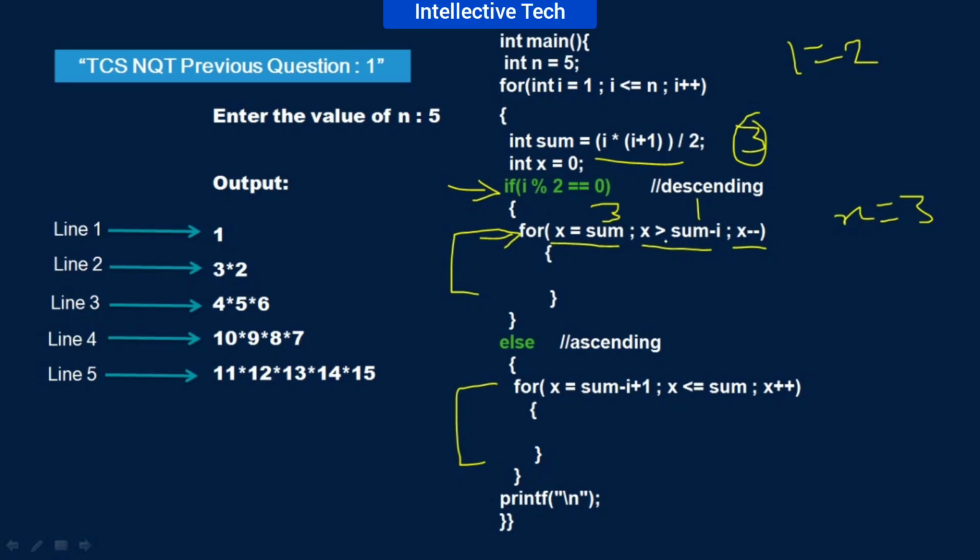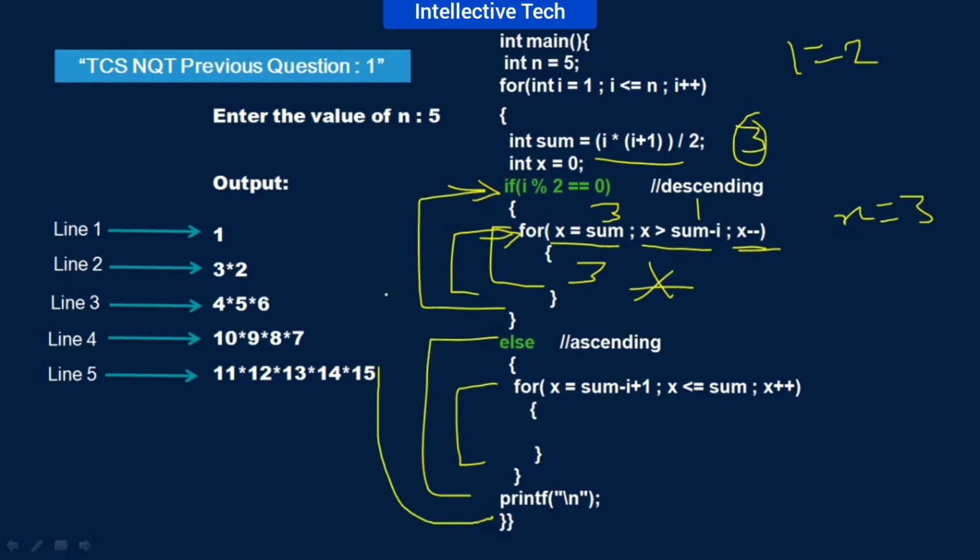Now x value is 3, x greater than 1, and x minus minus. So first of all we will print 3 and a star, and then x value will decrement, so it will become 2. Then we will print 2, and then x value will become 1. So the x greater than 1 condition is false, so we will exit from this loop. Since the if has already executed, the else will not execute and the control will go to the upper loop and I value will increment by 1. Now I value will become 3.